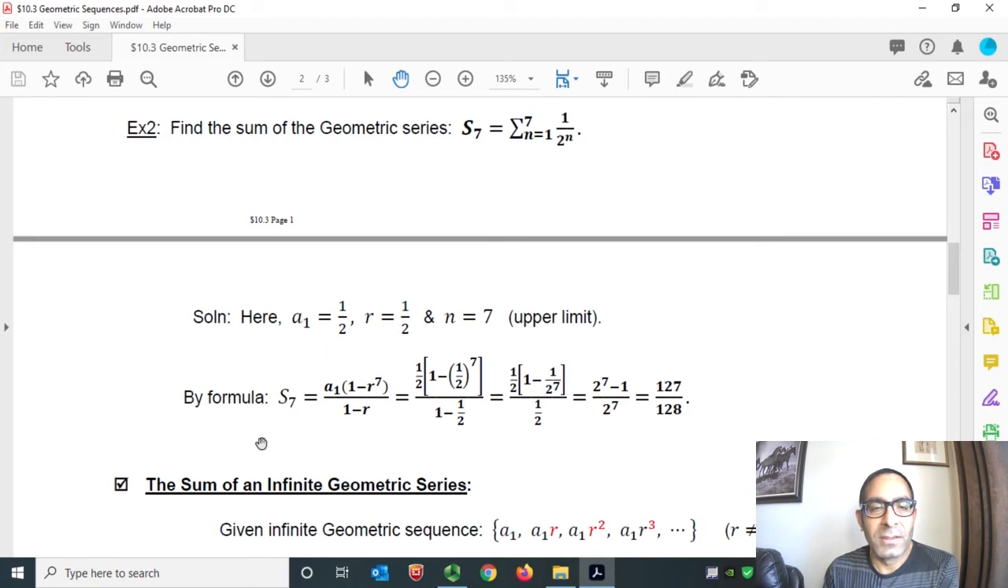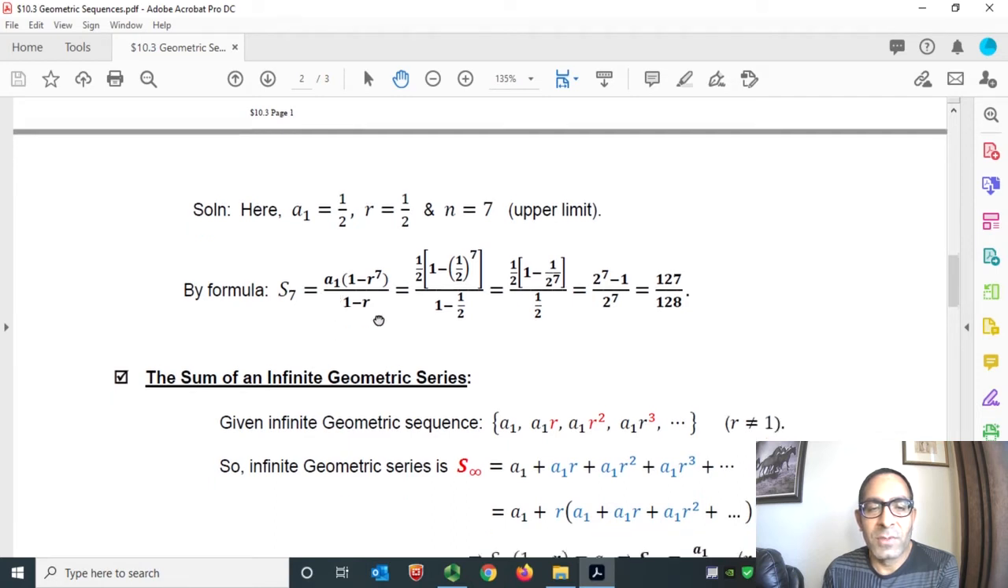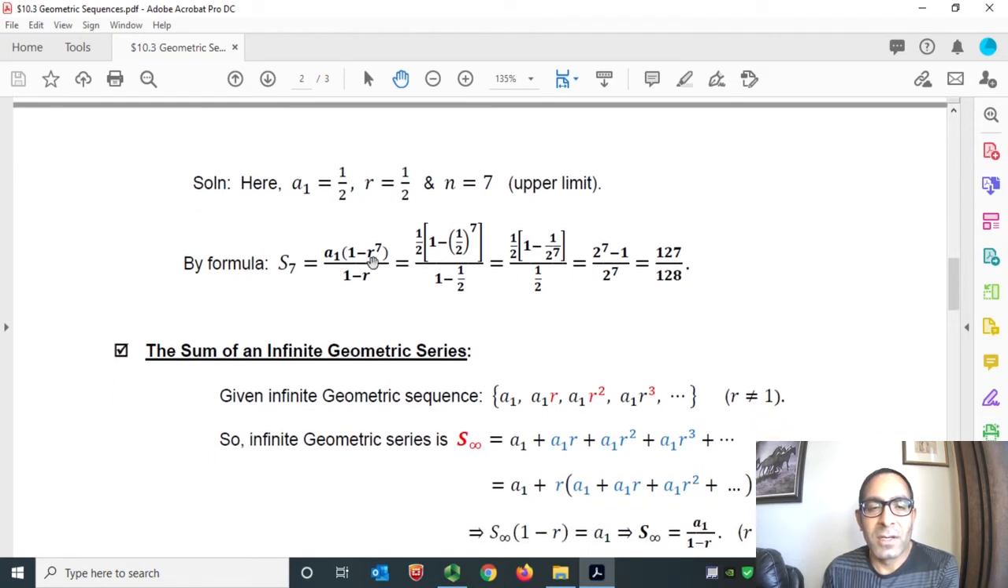Hence, to find S7, use the formula: first term times 1 minus common ratio to the power n, where n equals 7, over 1 minus r. So let me show you.